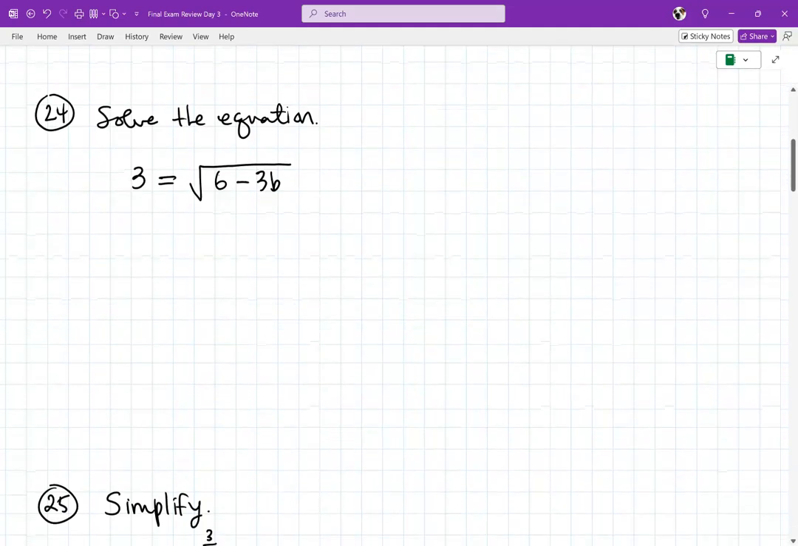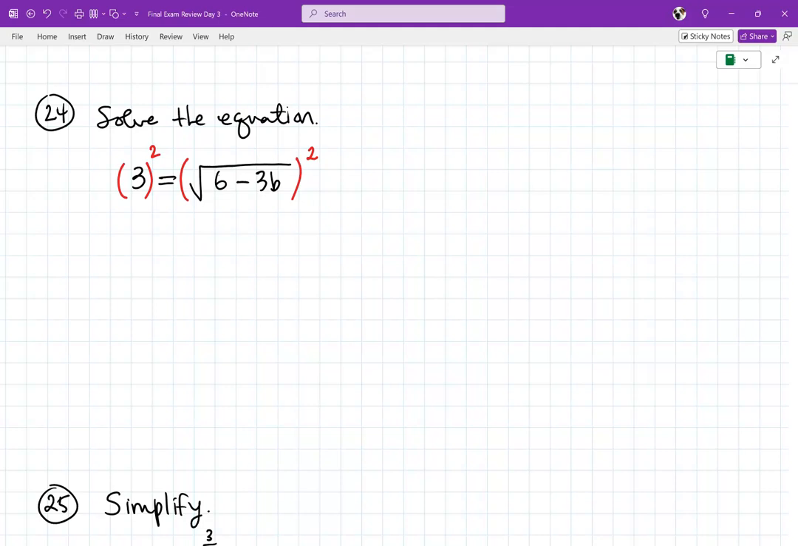Question number 24. It says solve this equation. 3 is equal to the square root of 6 minus 3b. Now notice there is a square root there. So if we're going to try to get the b out of the square root, I'm going to have to get rid of the square root. And the way we do that is by squaring both sides, right? So we're going to square here. We're going to square here.